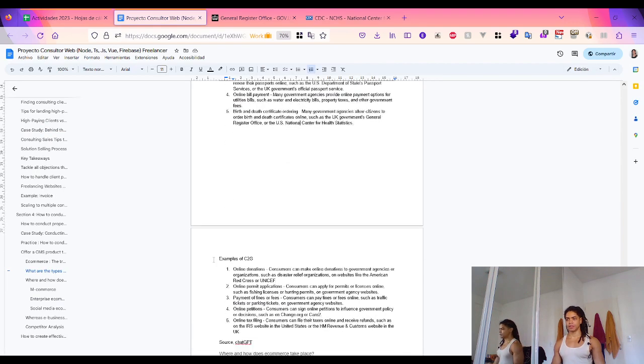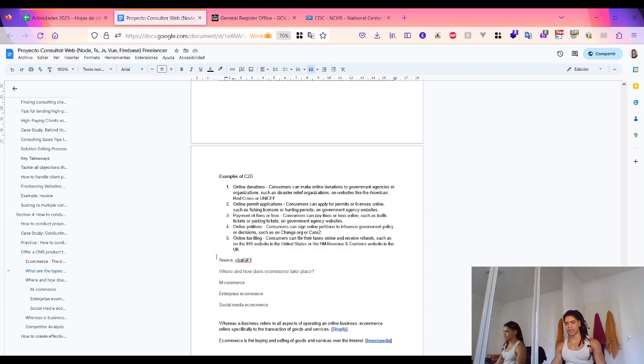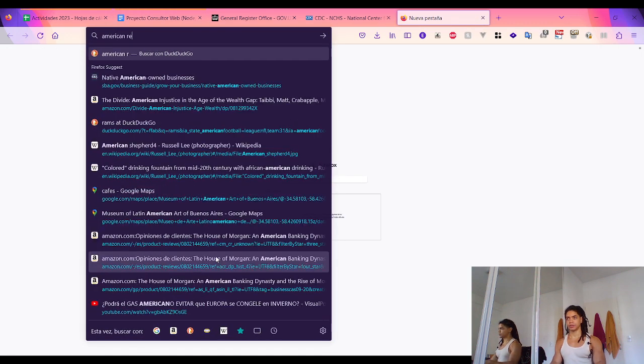Then I also look at consumer to government. Here you have online donations, where consumers can make online donations to government agencies or organizations, such as disaster relief organizations like the American Red Cross.